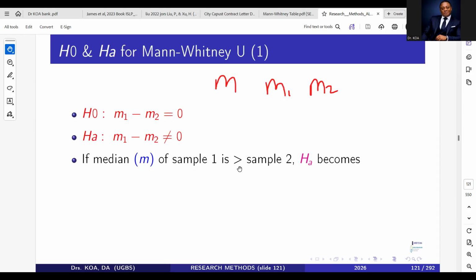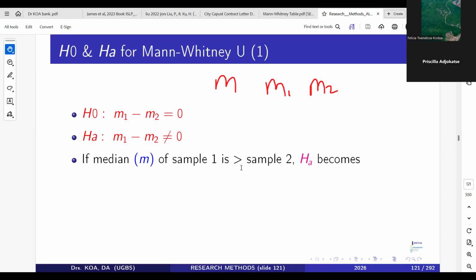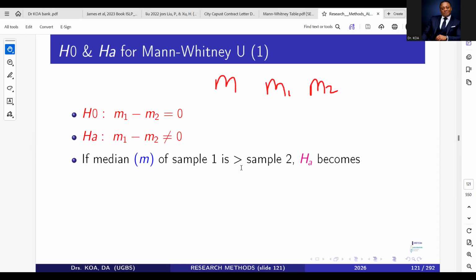What is the opposite of greater than? Less than or equal to. Less than or equal to. That is it. So you know that one of them is going to be the null hypothesis.